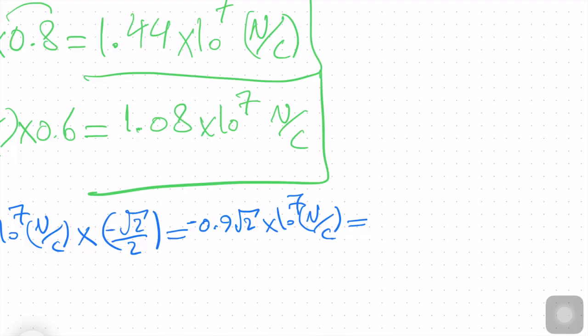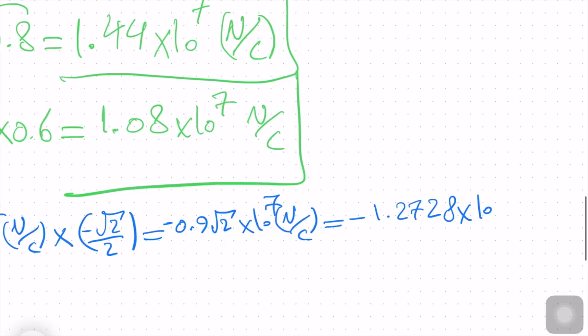Let's see. So we have 0.9 multiplied by square root 2. So this is minus 1.2728. And I'm keeping extra digits here because remember, we don't want to round too early. I would keep this as square root 2 until the last step, to be honest, just because of that. But I just want to show you the numerical value.